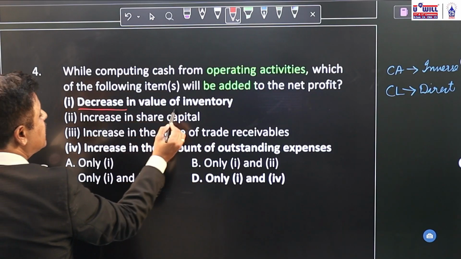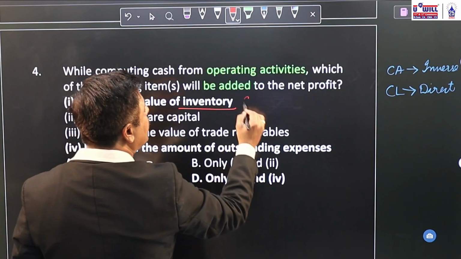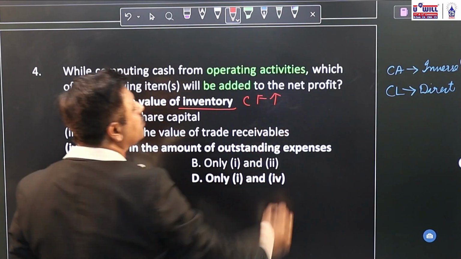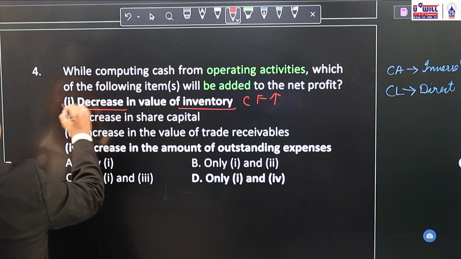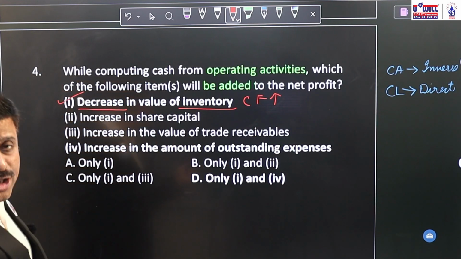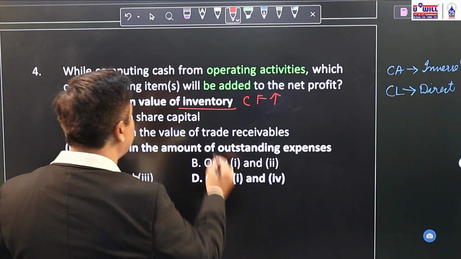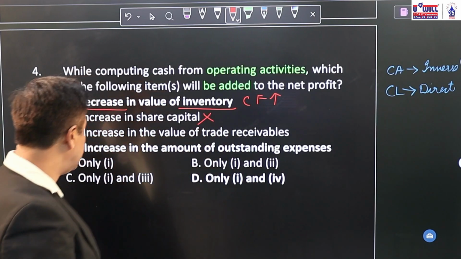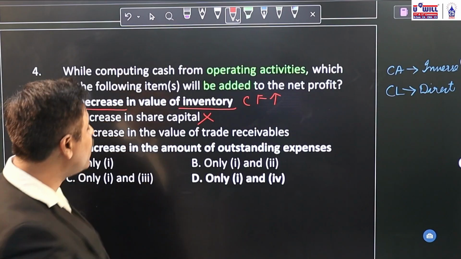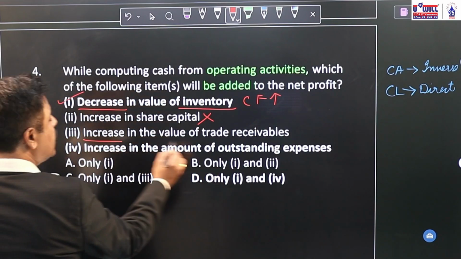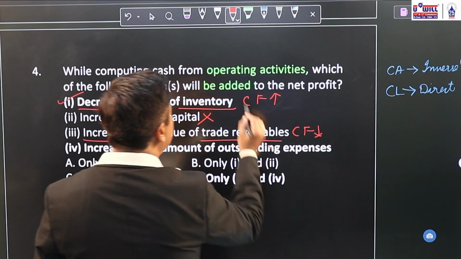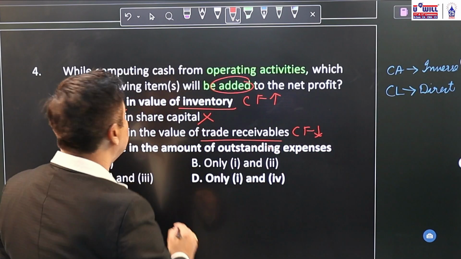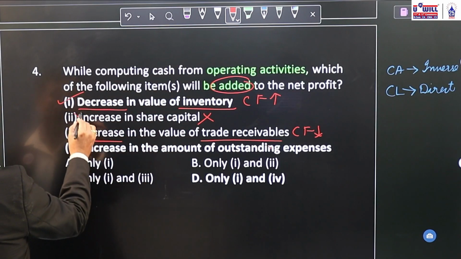What will happen if there is a decrease in the value of inventory? Cash flows will increase. Okay. So being inverse relation, will this be added? Yes. Increase in share capital will affect financing activity. It will have no effect on operating activities. Increase in the value of trade receivables. Now, increase in trade receivables means inverse relation, cash flow will decrease. But we are asked what is going to be added. So this is not going to be added for sure.